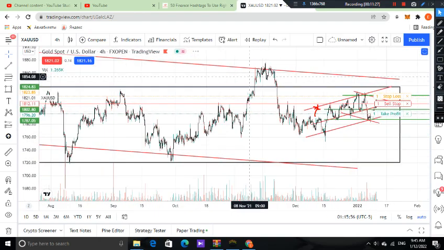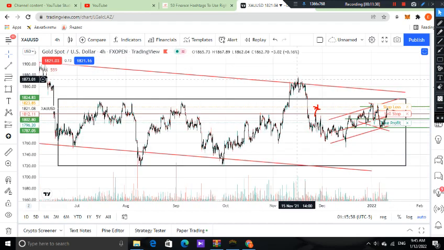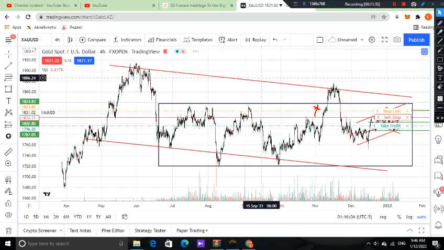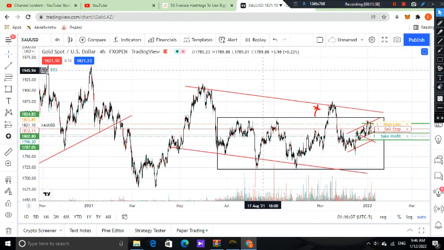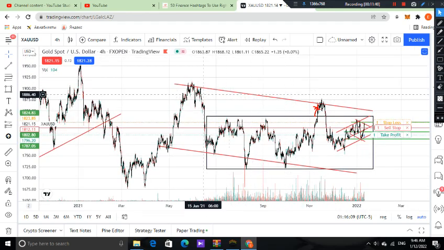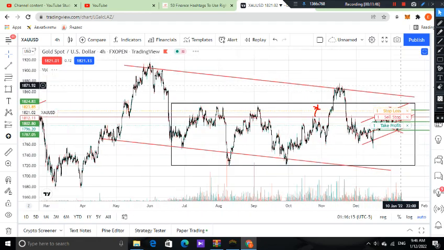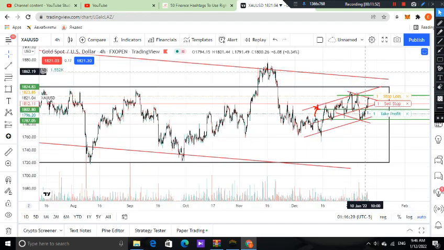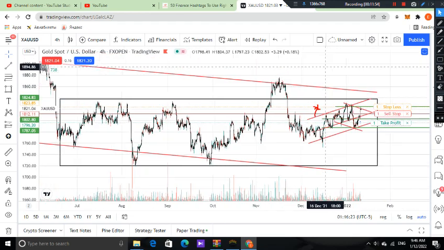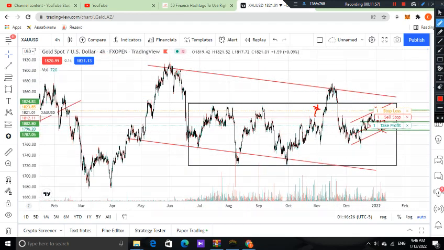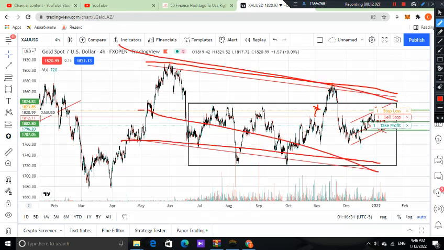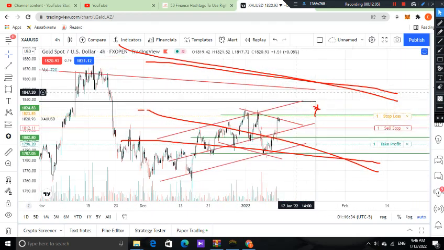And on the other hand, furthermore, we have this channel. We drew it in the weekly time frame, if you remember, and we are also kind of near the upper line of this huge bearish channel. You have to take a look at this too.